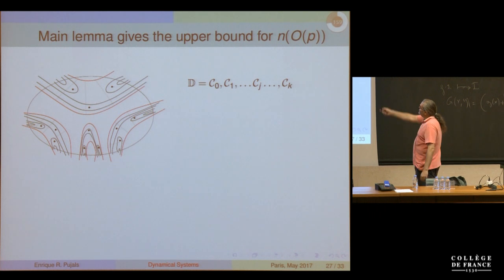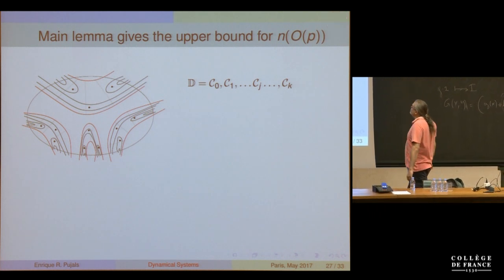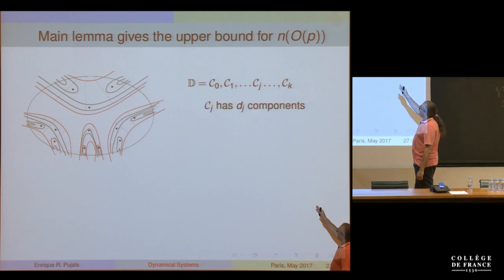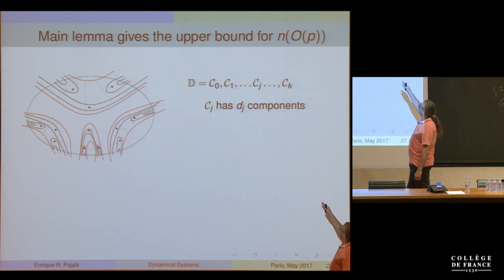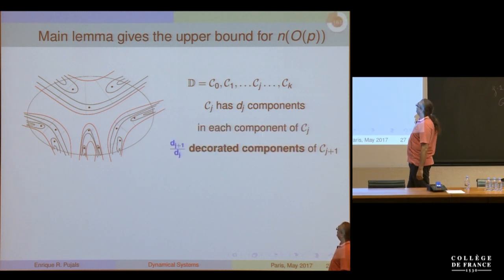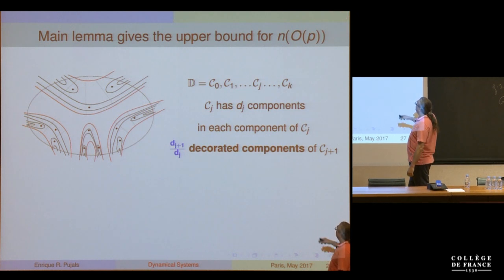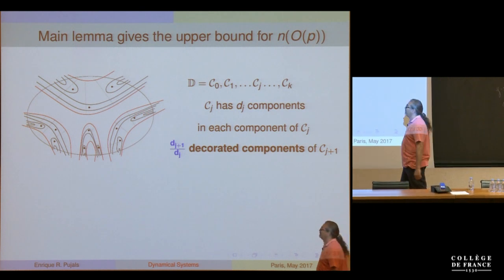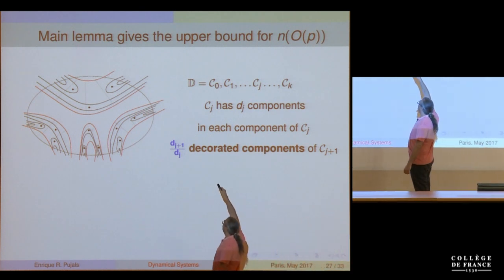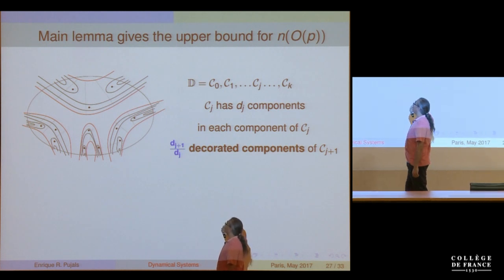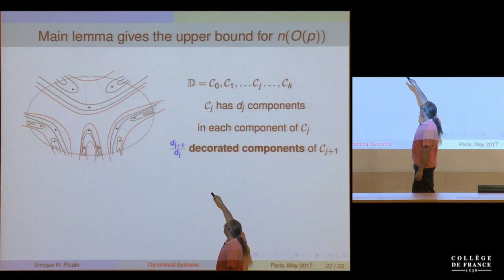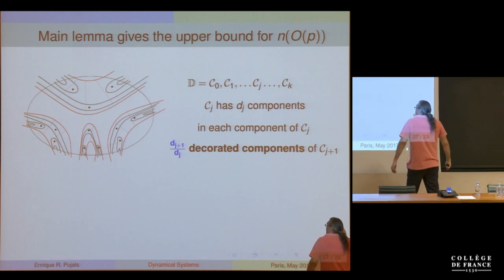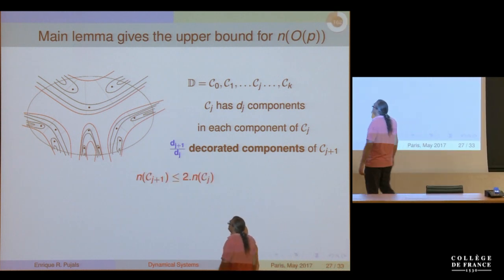Let's see how the main lemma gives the upper bound. You have the filtration, with the property that each separating set has d_j components. In each component of C_j, you produce this quotient, a decorated component of the next one. Here it was 1, 4, 12, and 12 divided by 4 is 3, so you put 3 elements in the previous one. And that's it. It's very combinatorial.